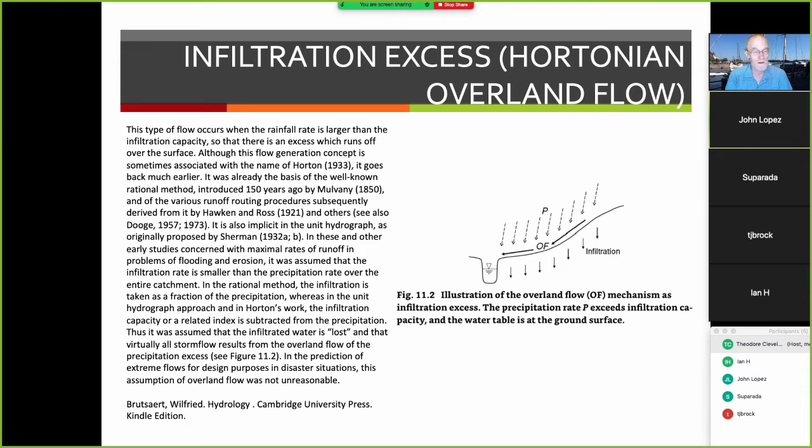In these and other early studies concerned with maximal rates of runoff in problems of flooding and erosion, it was assumed that the infiltration rate is smaller than the precipitation rate over the entire catchment. In the rational method, for instance, the infiltration is taken as a fraction of the precipitation, whereas in the unit hydrograph approach and in Horton's work, the infiltration capacity, or a related index, is subtracted from the precipitation. Thus, it was assumed that the infiltrated water is lost and that virtually all storm flow results from the overland flow of the precipitation excess.